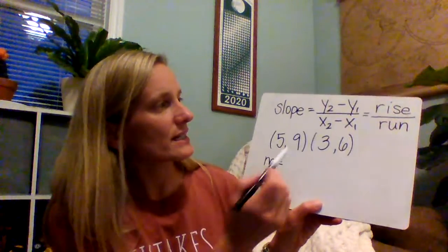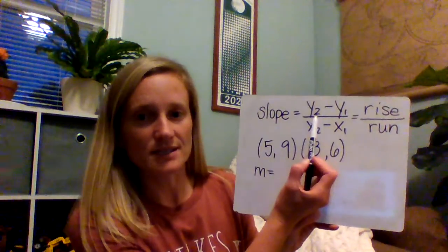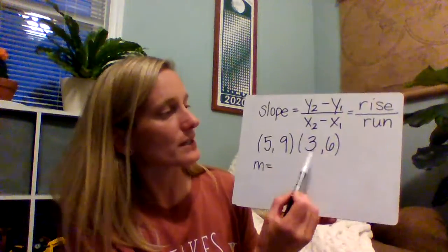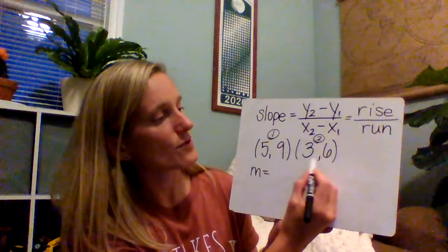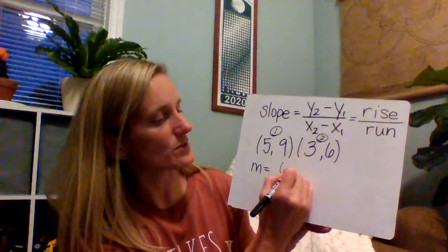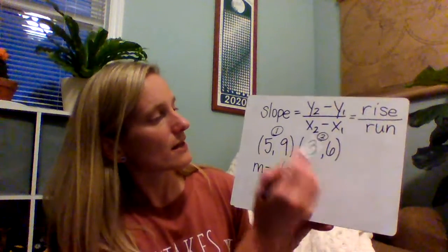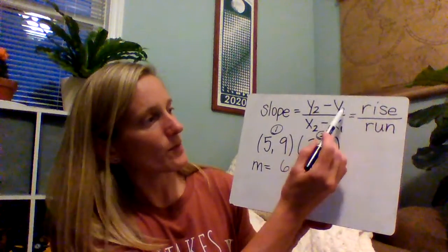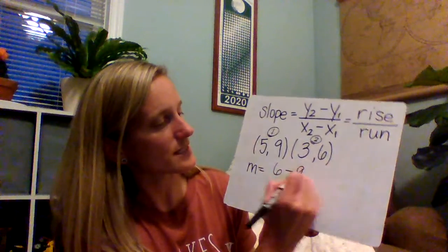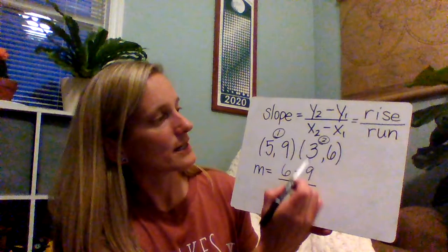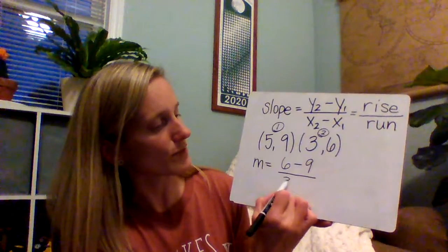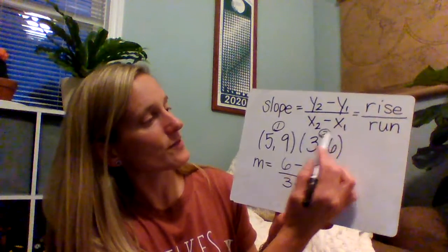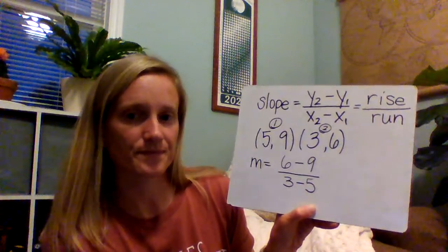All right, so I need the y value from my second point. This little 2 is telling me that I'm getting it from my second point. So this is my first point, this is point 1, this is point 2. So the y value in this point is 6. So I'm going to do 6 minus the y value in my first point, which is 9. So we have 6 minus 9 on the top. Now I need to find the difference in the x values. So the x value from my second point, which is 3, minus the x value from my first point, which is 5. All right, so now I'm just going to subtract those and see what I get.